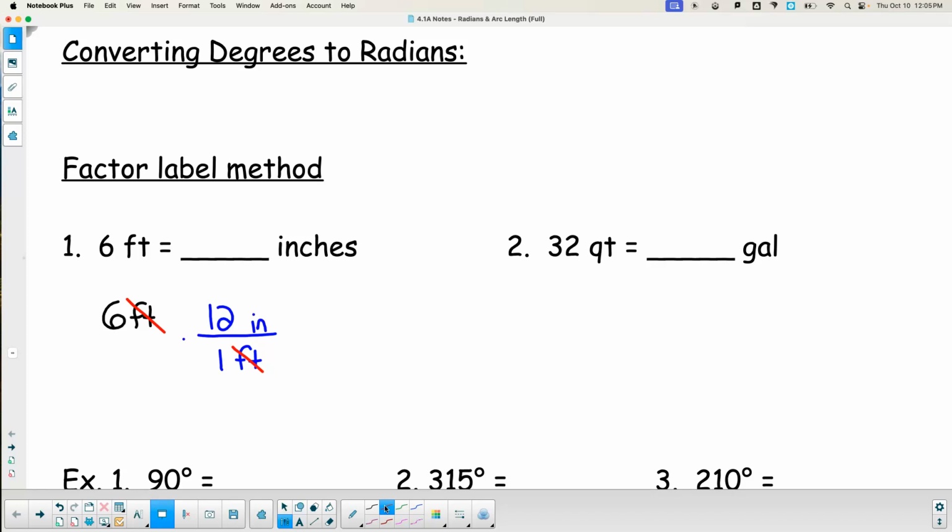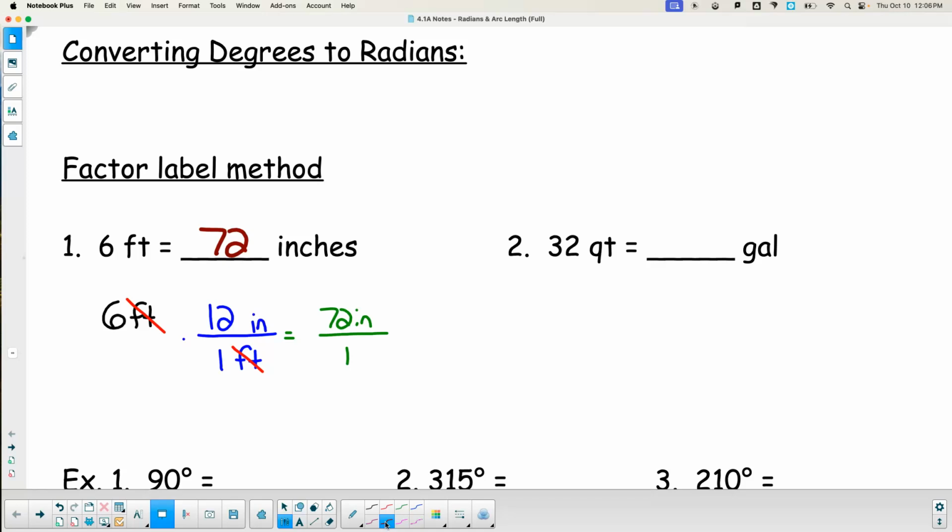We're going to utilize the factor label method a ton starting tomorrow. When we get into circular motion, we're going to use that a ton with pulleys and bikes and different speeds and all that fun stuff. So once you get it down to only showing the label that you want, in this case inches, then you just simply do the math. That 6 times 12 is 72 inches over, and there's nothing left on the bottom other than just 1. So then we can call that 72 inches.